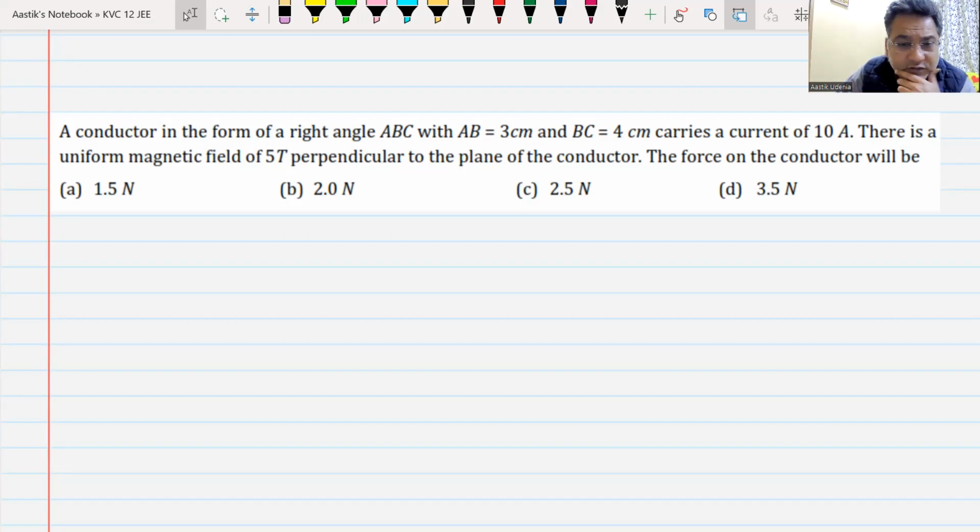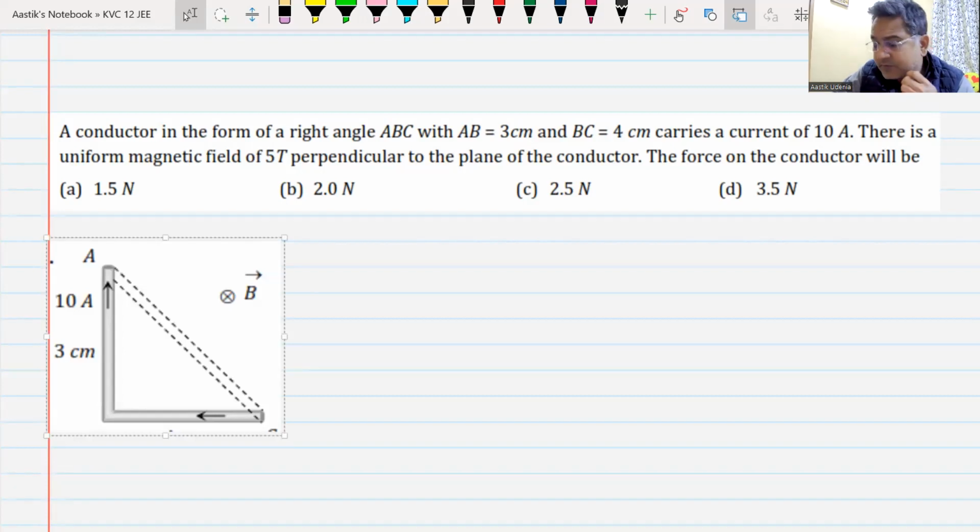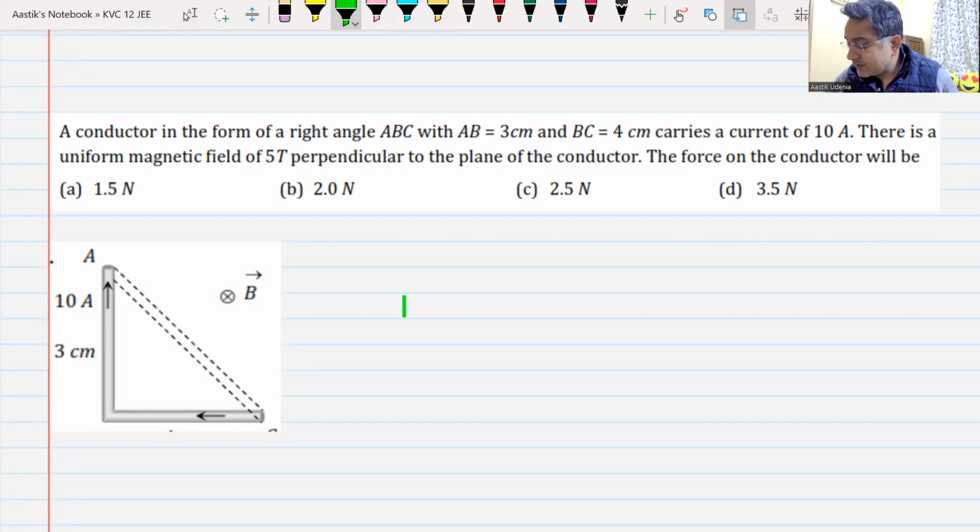The third side is not there. How did you do it square? By using Pythagoras theorem. Why do you use Pythagoras theorem? What is the need? Right angle triangle, sir. So what? The right angle triangle is like this. You have to find out the force on the conductor. It has got a green branch which goes like this, and it has got a pink branch which goes like this. You have to find out the force on this conductor.